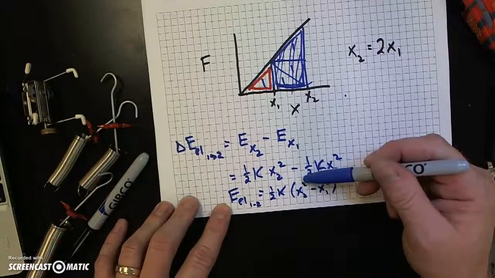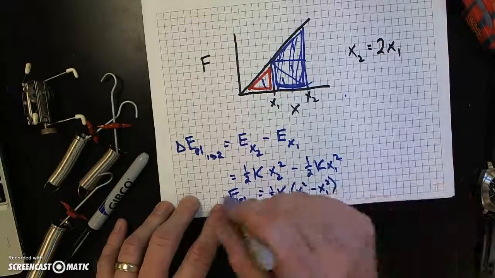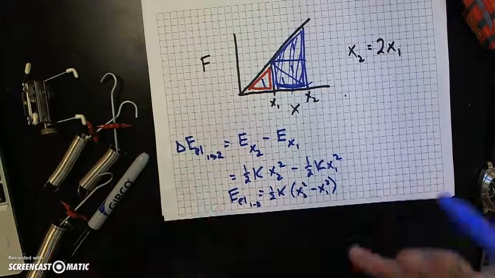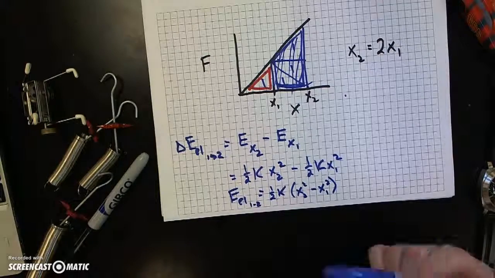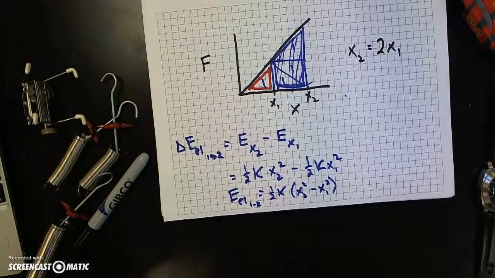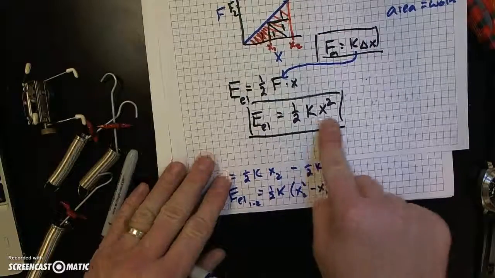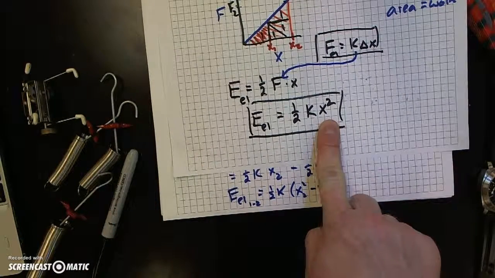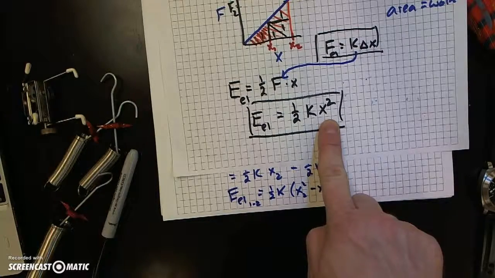1/2 k x squared, and it works out. So this is a nifty way to figure out interim energies. But remember, when we use this equation here, this equation is always done from when x of 0 is equal to its natural length. There's no stretch at all.